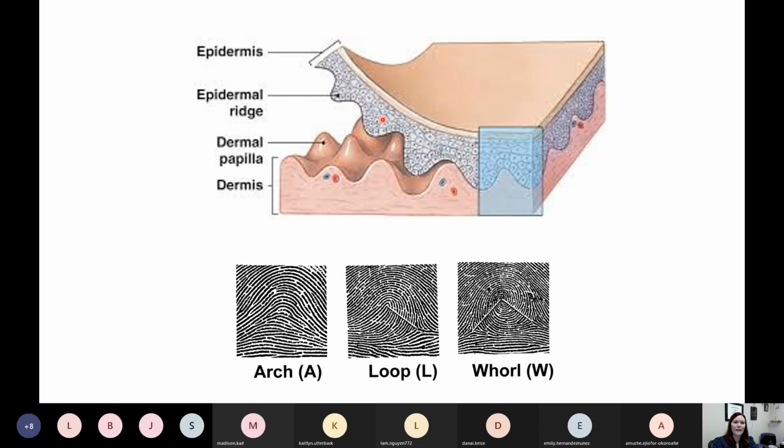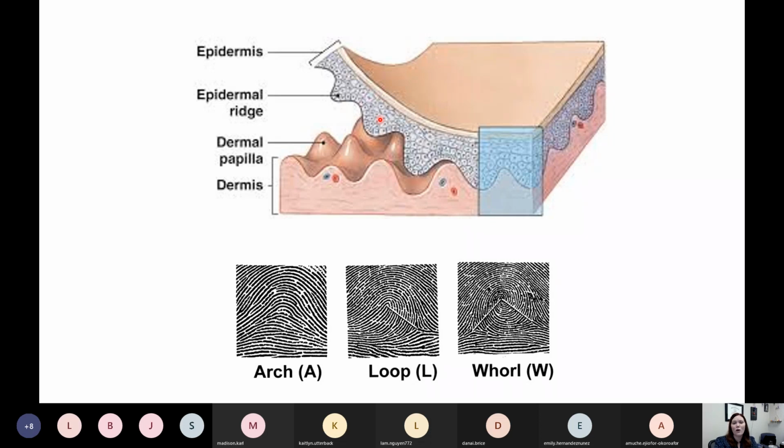It happens very early in fetal development. I think it's in the first trimester of fetal development that we start to see the dermis forming these patterns to interact with the epidermis. So no two people have the same fingerprints.